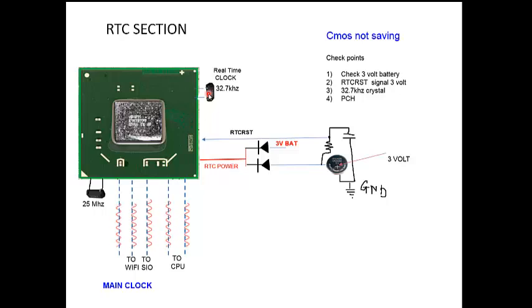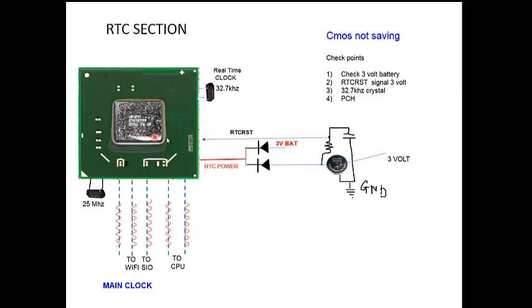So whenever you have a problem like CMOS is not saving, at that time you have to focus only on these 3 things: RTC power number 1, RTC reset number 2, and crystal. So in this way you can solve all these RTC problems.